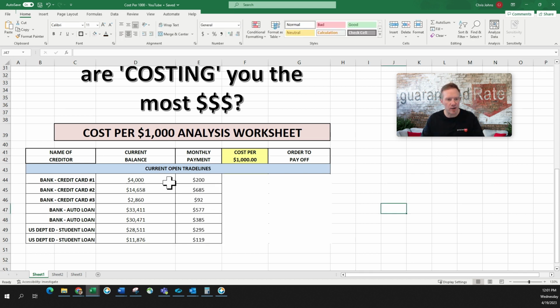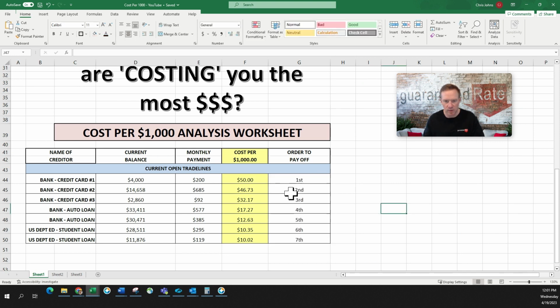So what I have here is all of the same balances and payments. And what I'm going to do is start with this top one. If we have a $4,000 balance on a credit card and a $200 payment, what we're going to find is that if that balance were only $1,000, then the payment would be $50. That way we're able to compare all of these trade lines in an apples to apples way. So we know if the balances were just $1,000, which one would be the most expensive.